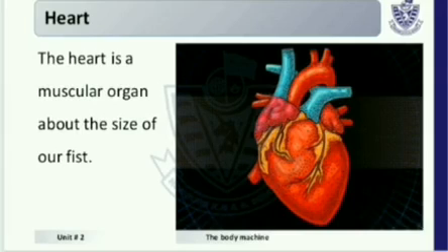Heart. The heart is a muscular organ about the size of our fist. We have a heart. It pushes or pumps blood to all the parts of our body.